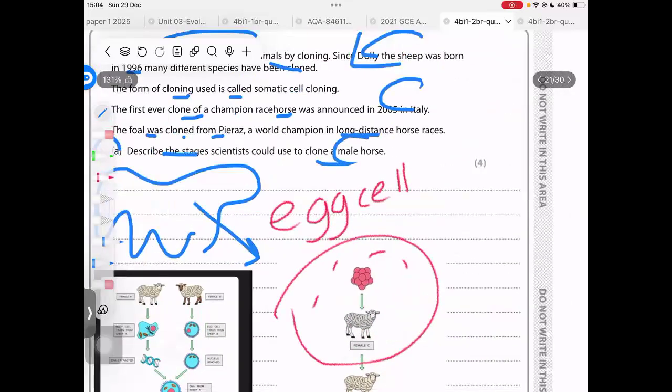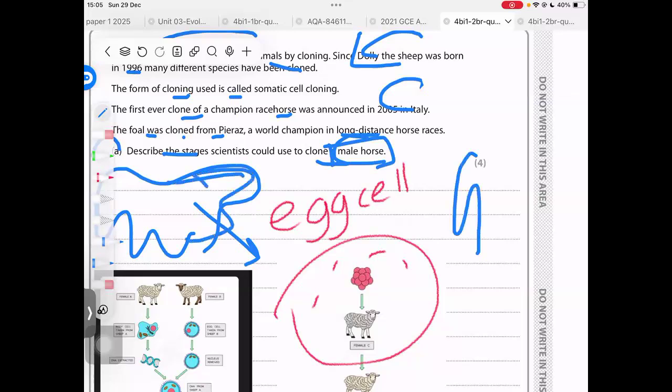And you take this male horse. Here the egg cell could be taken from anyone. The reason for taking an egg cell is to allow it to be divided, because these gametes can be easily divided rather than normal cells. That is why you take an egg cell, from a horse.